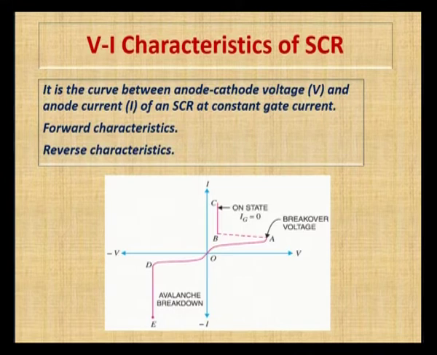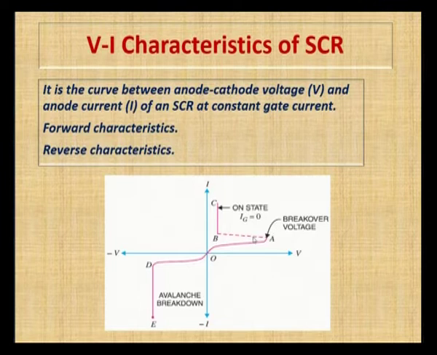The first quadrant we consider is the forward characteristics. In the forward characteristics, when Ig is zero, that is, when we are not giving a gate voltage, what is going to happen? Initially there will be very little current due to the leakage. When we increase the voltage, there will be a point called the breakover voltage, which is the maximum voltage at which the SCR will conduct heavily.